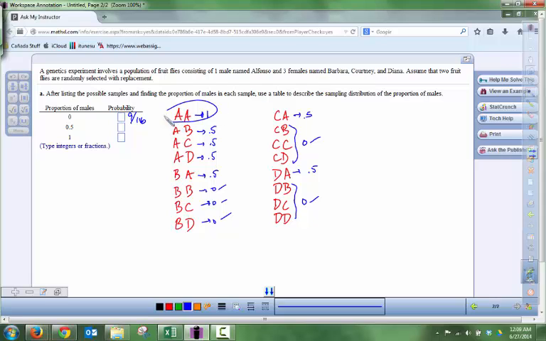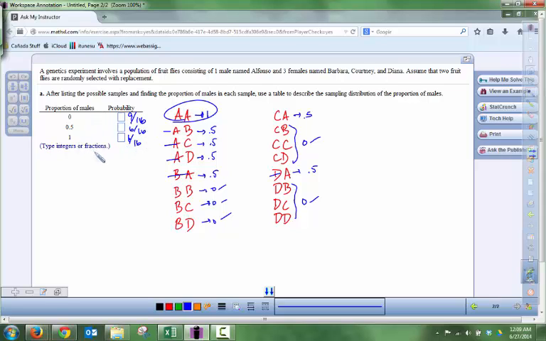I'd like to get this out of the way. This is 1 out of 16. There's only one sample with 100% male there. And then everything else, whatever's left, 1, 2, 3, 4, 5, 6. 6 out of 16. And we just want to count this to make sure we've considered everything. So 9 plus 6 plus 1 is 16. That's 100%.